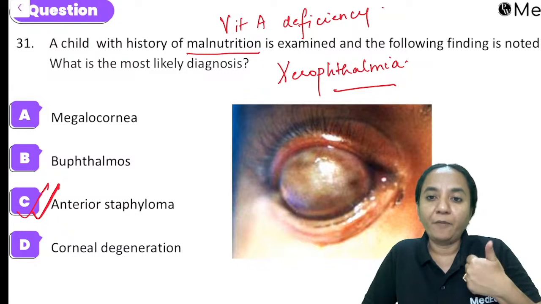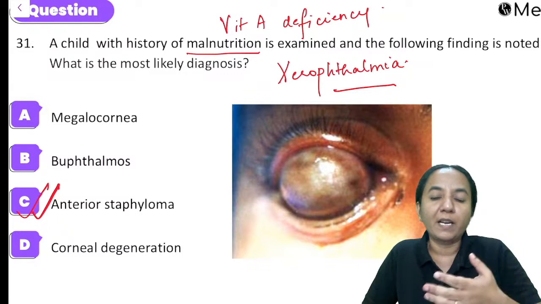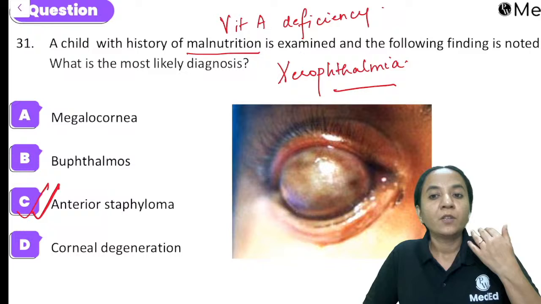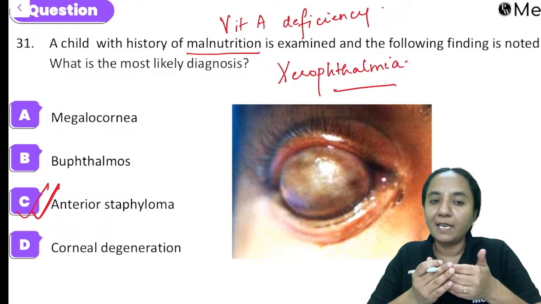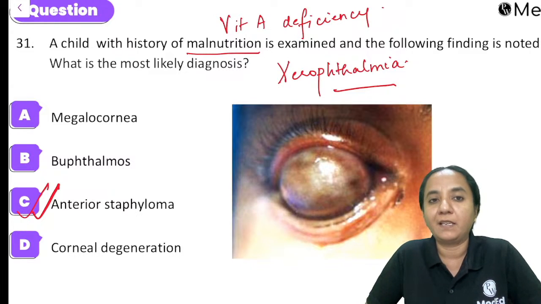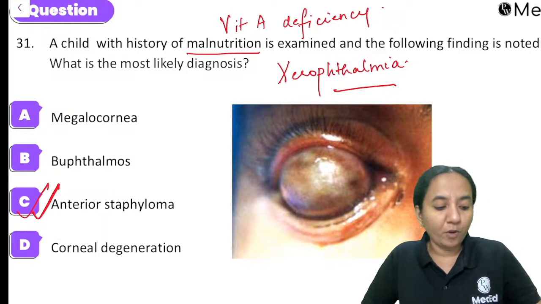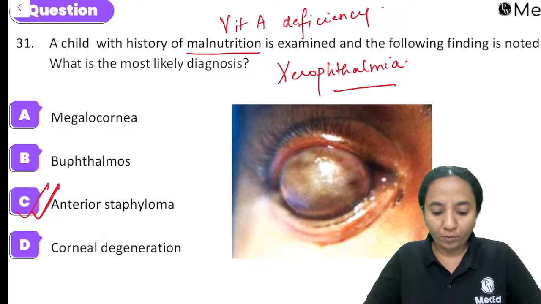So vitamin A deficiency or xerophthalmia leads to corneal ulceration or keratomalacia. So the cornea ulcerates, perforates, and then as a result of this healing process, you get this kind of an anterior staphyloma. Right, so this is an important PYQ. Chalo. Let's go to the next question.